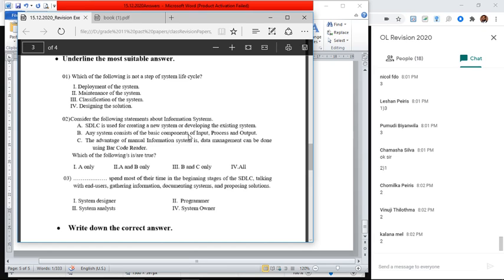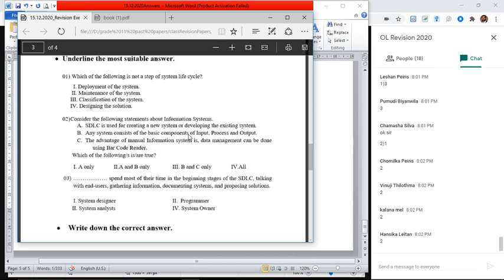Okay, we'll see. SDLC is used for creating a new system or developing the existing system. Correct. So system development life cycle, it's a kind of model. So with the help of that model, you can create a new system. Right. Any system consists of basic components, input, process and output. So that is the basic elements of a system. The advantage of manual information system is data management can be done using barcode reader. So the answer will be second one, A and B only.